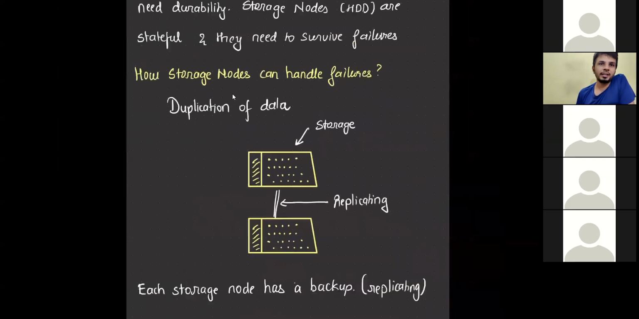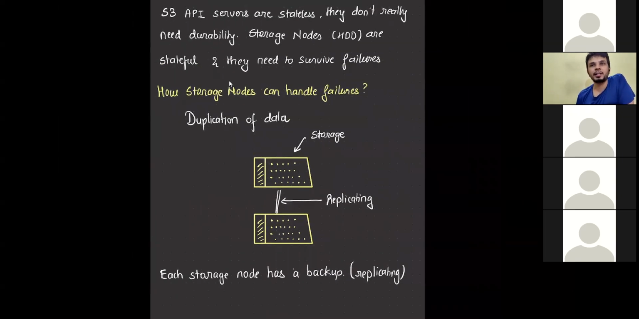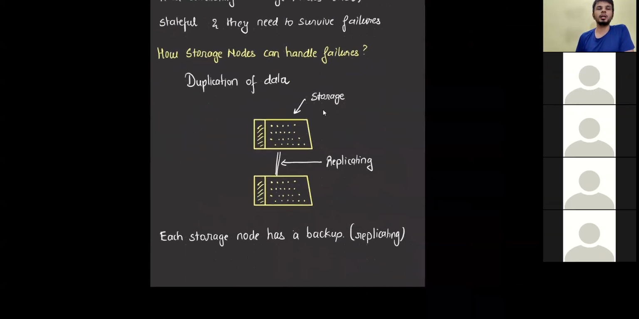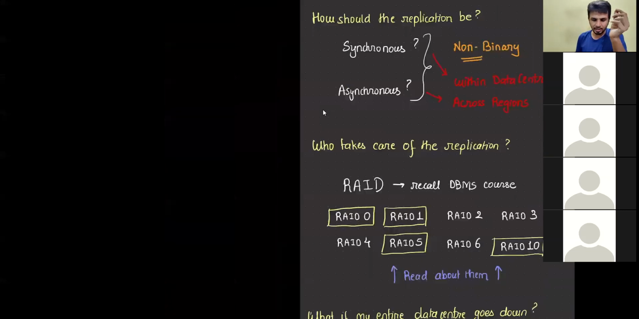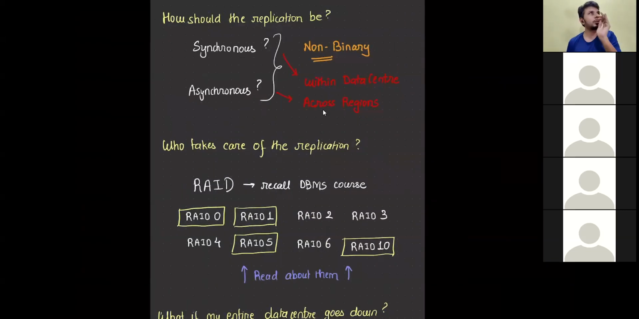So typically one way to ensure durability, which would handle failures and all, would be through duplication of data. That's the easiest way to do it. Duplicate the data, add a layer of replication. So you have a storage, a write happens on one node, and then you are replicating it somewhere so that each storage node has a backup. You cannot just have one copy of the data. You always need to have at least two copies of your data, right? So that's how you ensure durability.